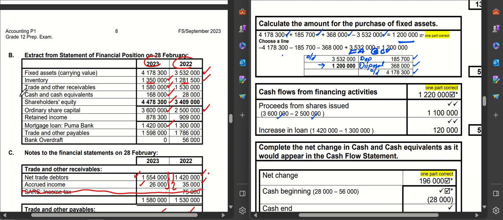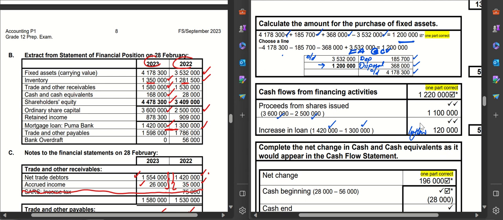And then the next one is the change in loan. You can see here the loan was 1.3 million and now it's 1,420,000. That simply means we have received a loan. The loan has increased here. Once your loan is increasing, that means we have received more from the bank. It was 1,300,000. Now it's 1,420,000. We have received more. That is 120. So that becomes cash inflow.